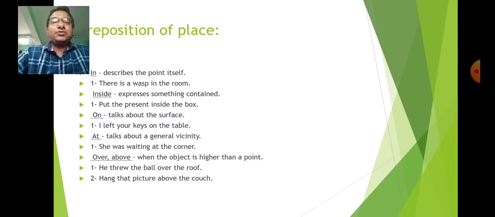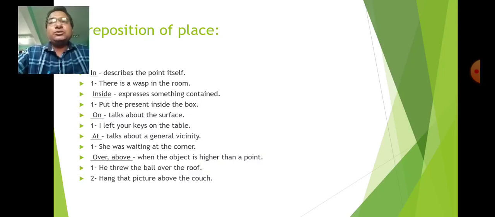One more thing I would like to clarify. On, over, above. The meanings of these words are the same, but there is a slight difference in using these prepositions in our life. Examples are given below. See here. At talks about a general vicinity. For example, she was waiting at the corner. Over, above. How are they used? See, when the object is higher than a point.